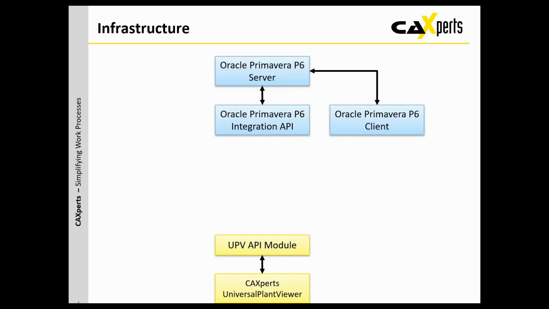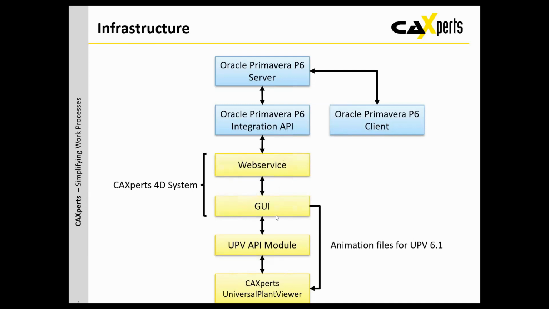So let's have a look at the infrastructure. So we assume that you have already an Oracle Primavera P6 server up and running and also the P6 integration API. And a useful tool, of course, would be to have a P6 client to work with the information on the server. And on the CA Expert side of things, we expect that you are using UniversalPlantViewer and you have the UPV API module. So our tool fits in the middle and it's talking to the integration API to access the data from Primavera P6 and to access the information from UniversalPlantViewer and also to write in both directions.